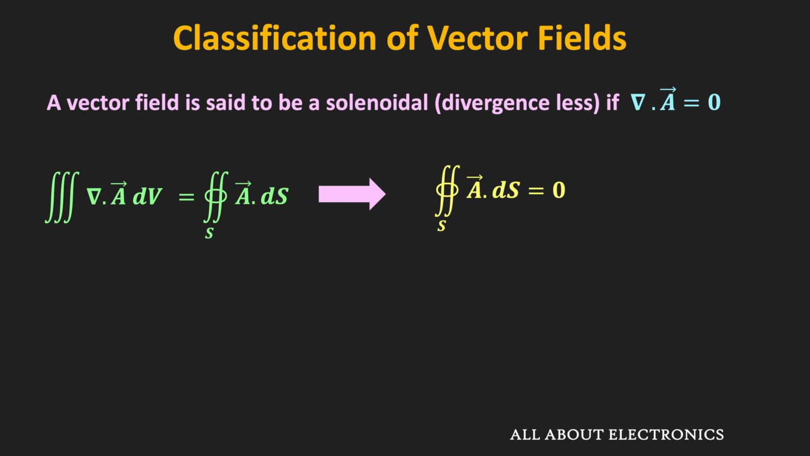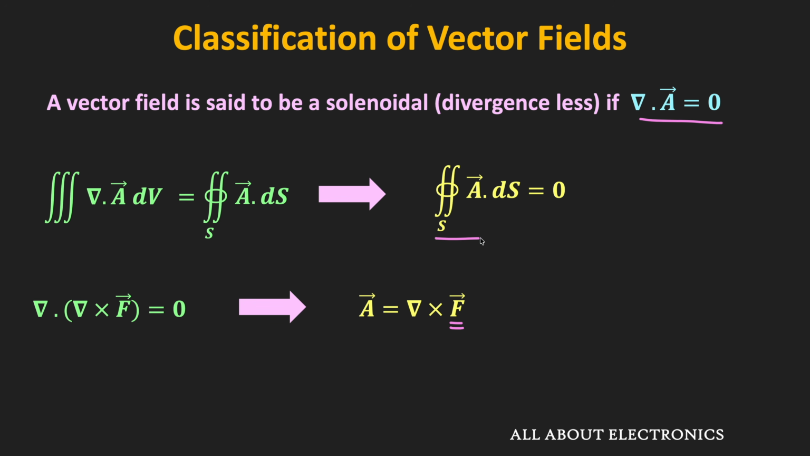Earlier we have seen that the divergence of the curl of the vector field is always 0. That means whenever this del dot A is equal to 0, then this solenoidal vector field A can be represented by any other vector field F by the following expression, where this F also represents another vector field. So we can say that whenever the vector field A is solenoidal, then these two conditions are always true.